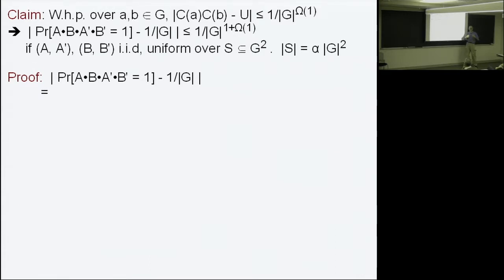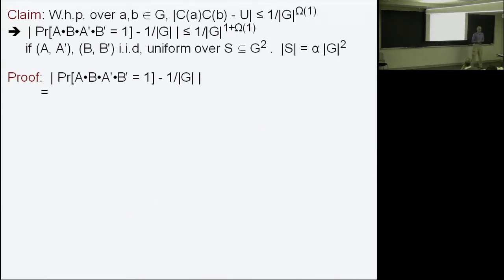I just want to give you a sense of how the conjugacy classes arise. So this is what we want to bound: the difference between the probability of hitting, let's say, one element in the group and one over the size of the group. I can always reduce to just hitting one, because you can shift the distributions by one fixed group element. Here this distribution is sampling from the A's and B's and checking what the interleaved product is.